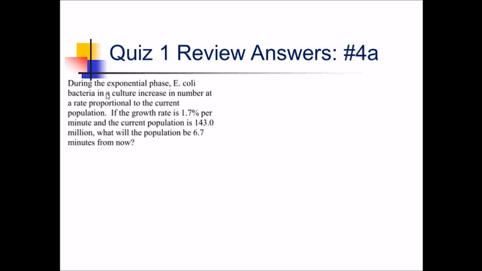On this problem, during the exponential phase, our E. coli bacteria increases at a rate proportional to the current population. Essentially, we're saying we have exponential growth. If you do the diffy-q out for that, we're going to start with y equals c times e to the kt. That's our exponential growth formula. If it were decay, we would have a negative k in there.